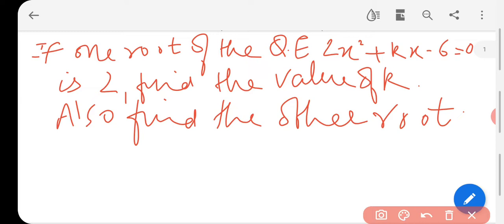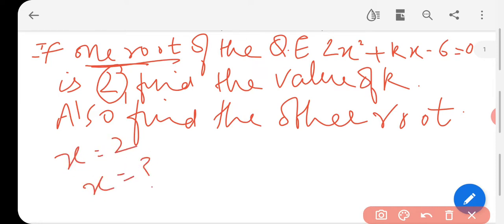Okay, this is a question of quadratic equation in which one root of the quadratic equation is given to you, and we need to find out the other root as well as the value of k. Class, in a quadratic equation, we all know that we have two roots. Two roots means there are two possible values of x for which the quadratic equation holds. Now one root is given to you, that is 2. It means one value of x is equal to 2. We need to find out the other value of x.